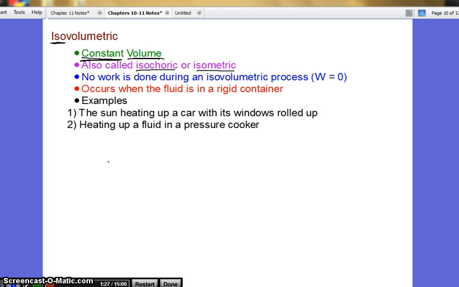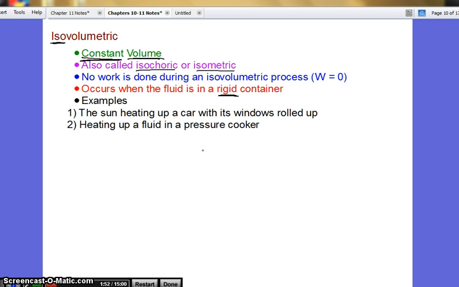This occurs when the fluid is in a rigid container. So if it's in a rigid container, it cannot be expanded. There could be no expansion or compression on or by the gas. Some examples of this would be the sun heating up a car with its windows rolled up. So heat enters the air inside of the car, but the car's air cannot expand or be compressed because the car is a rigid container.